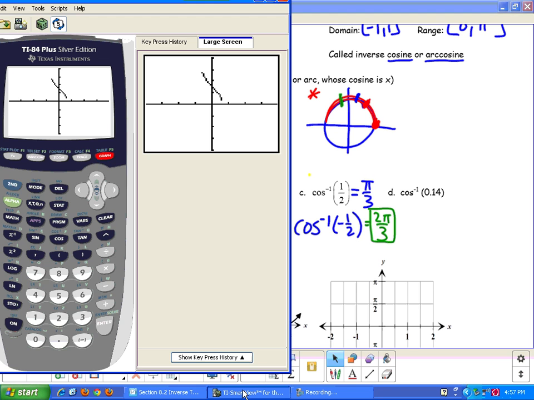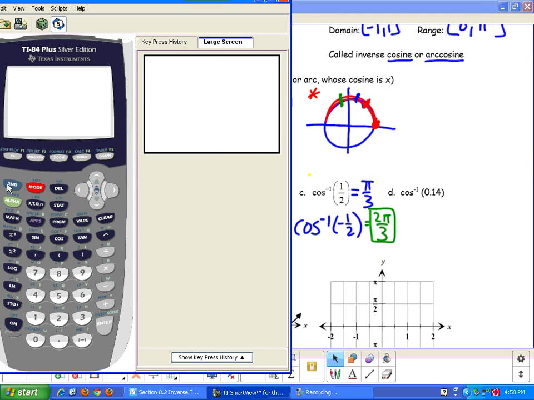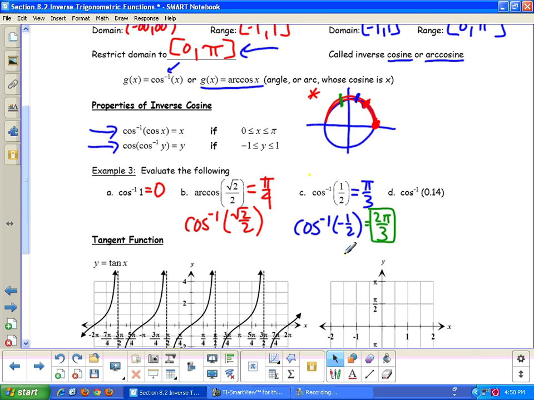So for D, because it's not something on my unit circle, I'm just going to go ahead and use my calculator to find that. On my calculator, I'm going to do the cosine inverse of 0.14, and I get this value right here. So that's going to be my solution. And I can only have one answer from 0 to pi, so I don't have to write anything else.